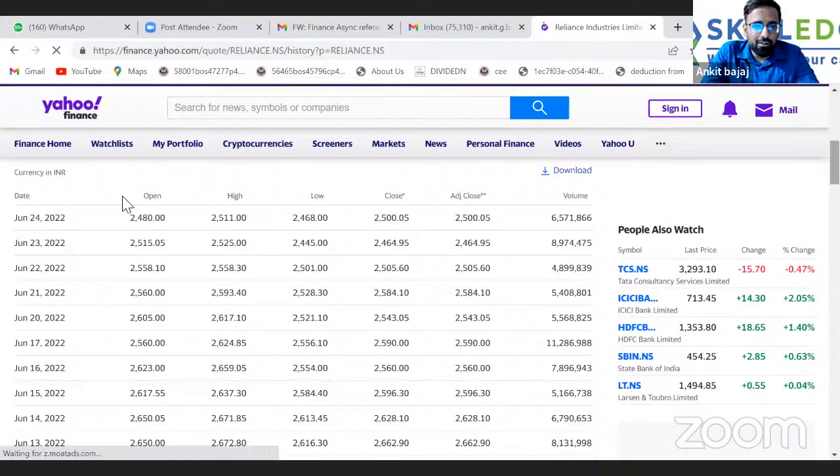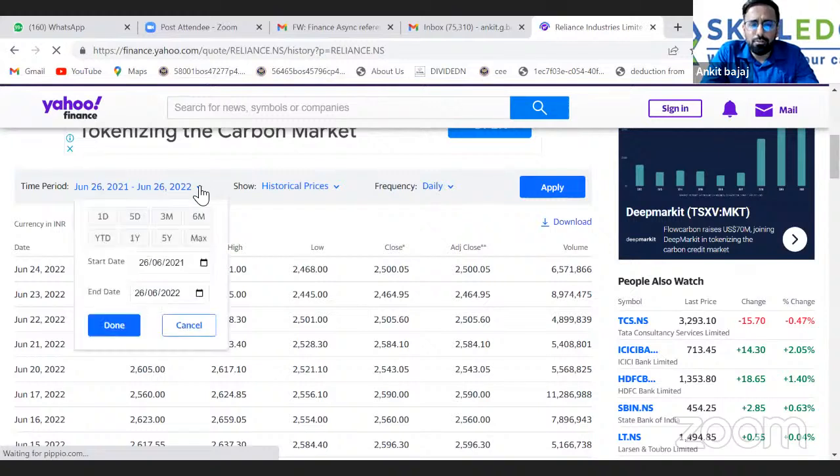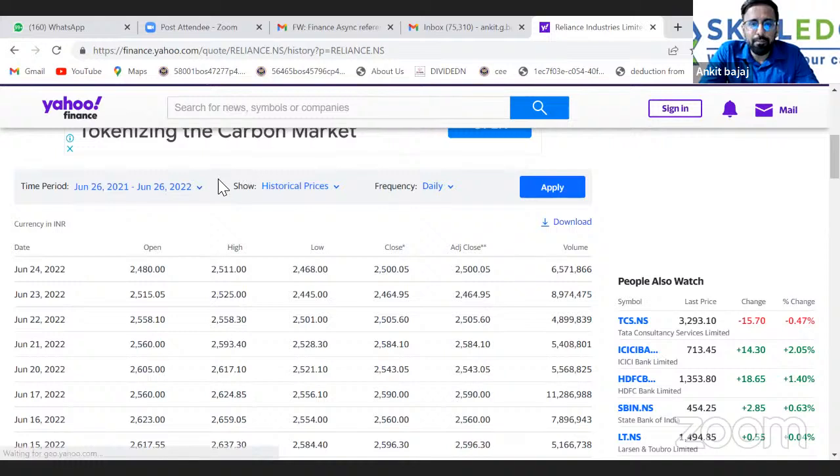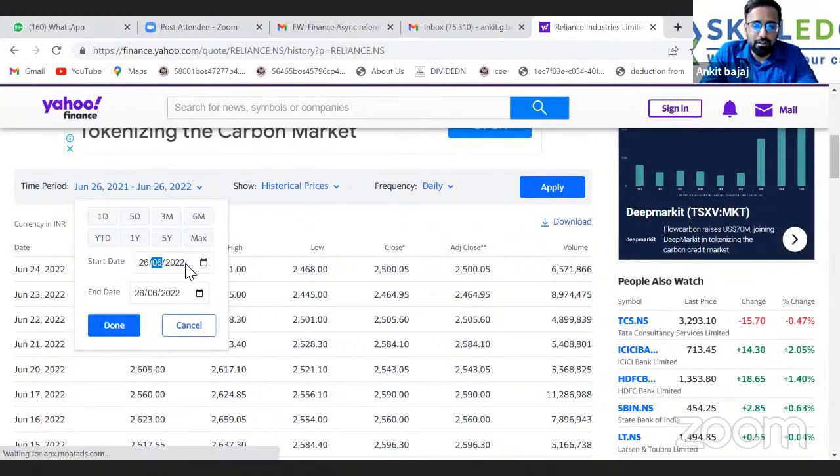The data is given for 1 year, and you can select data of 5 years if you want. If you want a more exact result, you can select data of 5 years or more. But for your understanding, I will be taking daily data, and instead of 5 years of data, I will be taking 1 month of data.